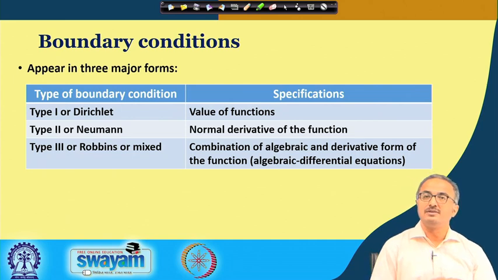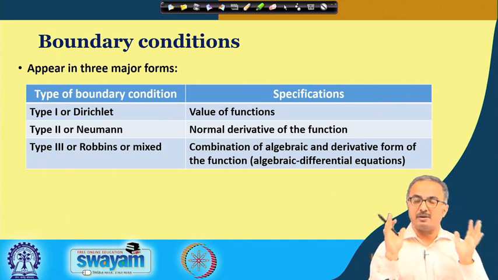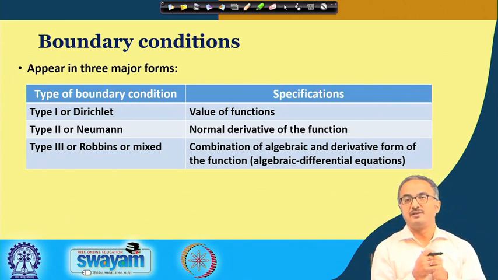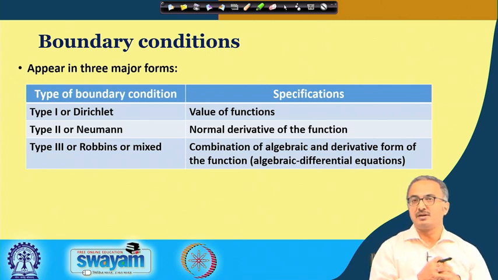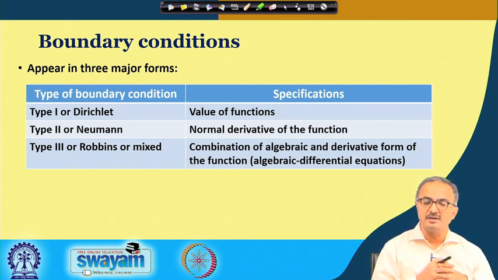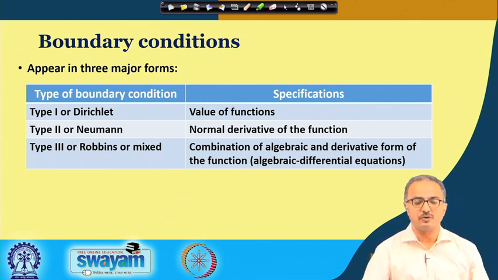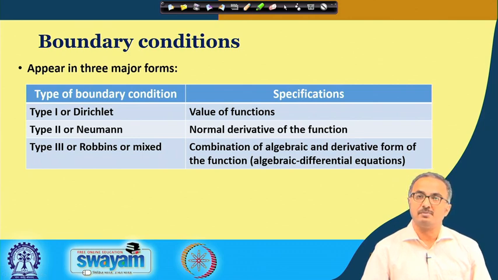Now, we see that there are various kinds of boundary conditions in various systems, but all these boundary conditions may be classified into 3 basic types, and here I am showing the 3 basic types of boundary condition. First, what we call type 1 or Dirichlet type. These are the names of the scientists who proposed these kinds of boundary conditions. So, type 1 is Dirichlet type, and this is when we are prescribing the value of the function.